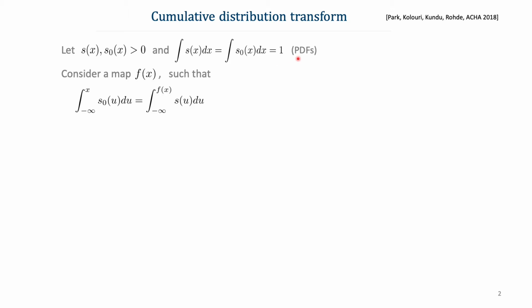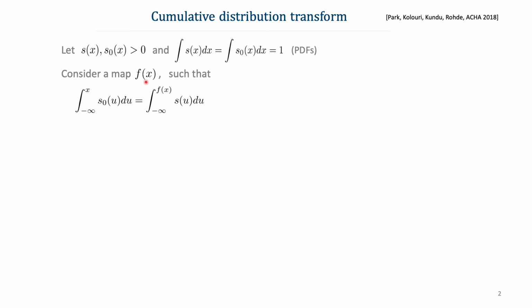So let's begin. Let's define the Cumulative Distribution Transform. Let's begin by assuming we're talking about signals, which are modeled here as functions. S of x, x is the independent variable, s is the dependent variable. So we have two functions here, s of x and s naught of x. For simplicity, for now, we'll assume that these are positive functions and that they both integrate to 1. In other words, they're probability density functions.